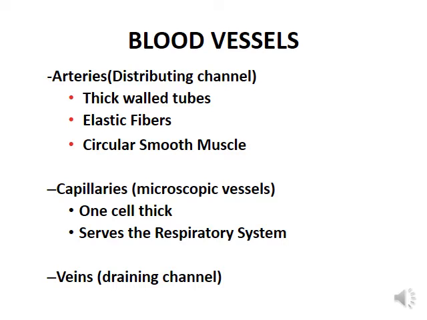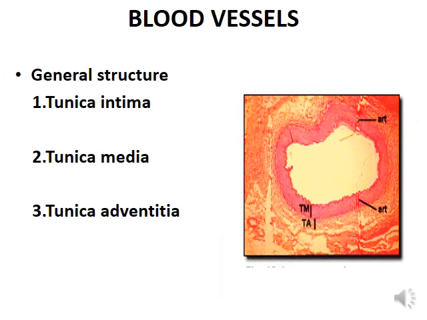And then the veins are the ones which bring back deoxygenated blood from the body, as well as the pulmonary vein bringing blood from the lungs. So, in general, blood vessels comprise the following. They've got the tunica intima, you can see labeled 1, and we've got the tunica media, and then we've got the tunica adventitia or adventitia.